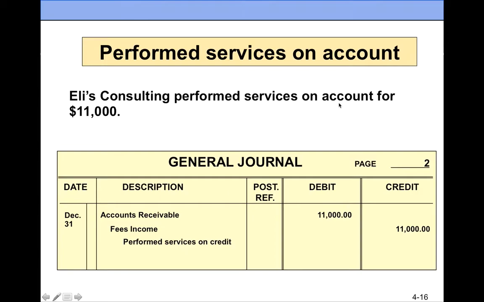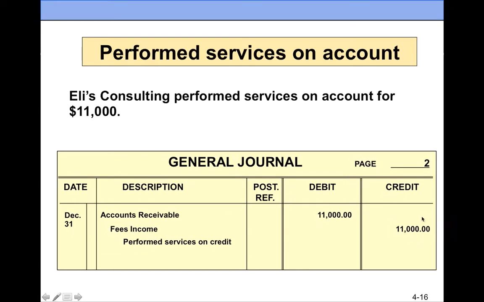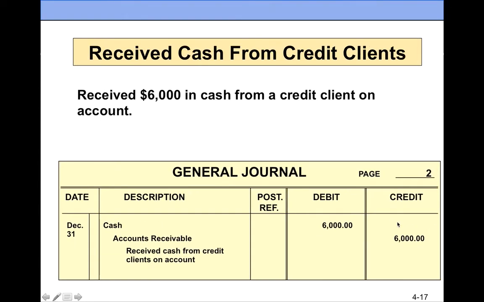I perform services on account, so instead of cash, debit AR, credit fees income, and then indent and write the description. Received 6,000 in cash from a credit client on account. I'm collecting cash against AR. Again, there is no fees income anymore. I already recorded fees income once I performed the service. Now I am just simply collecting on account. Cash goes up, debit, AR goes down, credit.